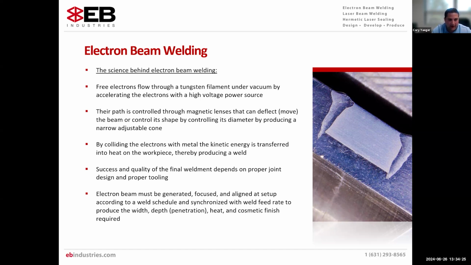Success and quality of the final weldment depends on proper joint design and proper tooling. Electron beams must be generated, focused, and aligned at setup according to a predetermined weld schedule and synchronized with weld feed rate to produce the width, depth, also known as penetration, heat, and cosmetic finish required.